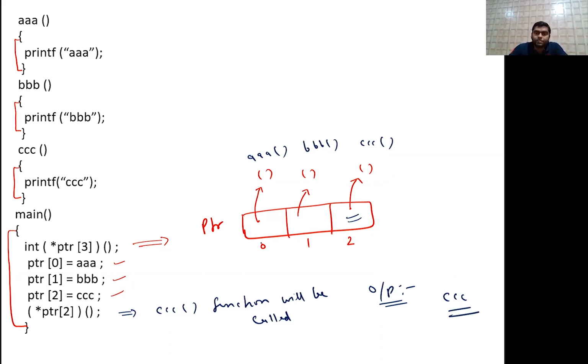And what is this PTR? Here PTR is an array of pointers, where each element is pointing to a function.